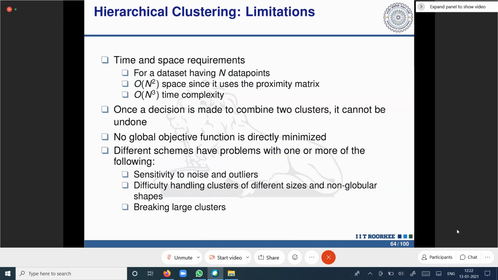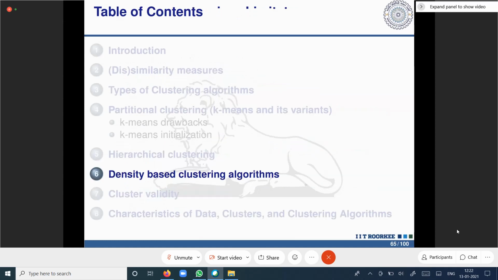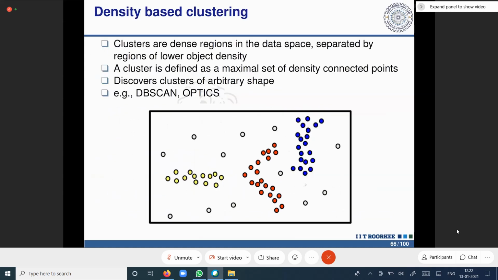And also once a decision is made to combine two clusters, it cannot be undone because your proximity matrix is updated, and again if you want to do it you have to start from zero. There is no global objective function which is directly minimized except for Ward clustering. And again, based on what linkage distance you choose, it can be sensitive to noise or outliers. It can have difficulty handling clusters of different size and non-globular shape, and it can break large clusters.